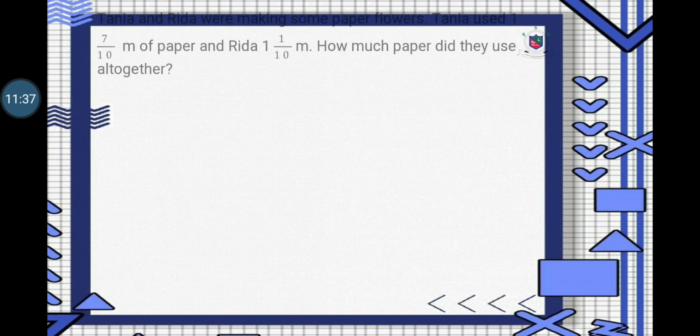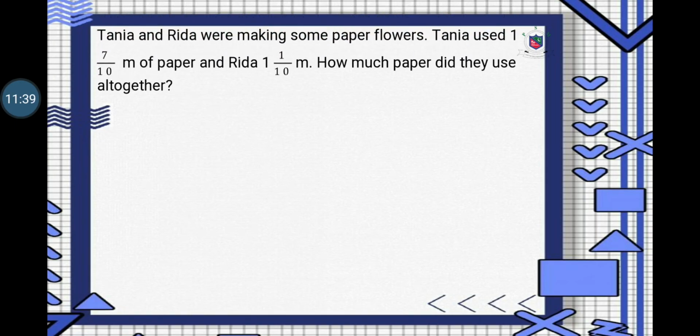Let's solve one more example. Tanya and Rida were making some paper flowers. Tanya used one whole 7 upon 10 meter of paper and Rida used one whole and 1 upon 10 meter. How much paper did they use altogether? So, here to make a plan about this question, again, according to the information, we have to calculate the total paper that they both used. So it means we have to add.